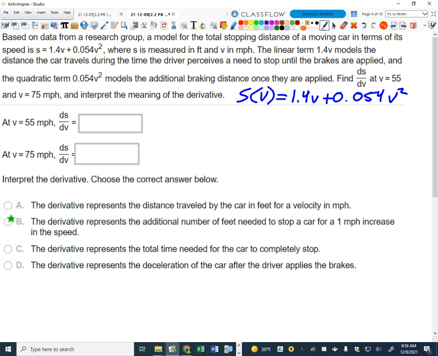0.054 V squared, okay? The linear term 1.4 V models the distance the car travels during the time the driver perceives the need to stop until the brakes are applied, and the quadratic term models the additional braking distance once they are applied. Okay, good enough. Nice to know. Find dS dV at V equals 55 and V equals 75 and interpret the meaning. Well, let's first calculate what is S of 55.